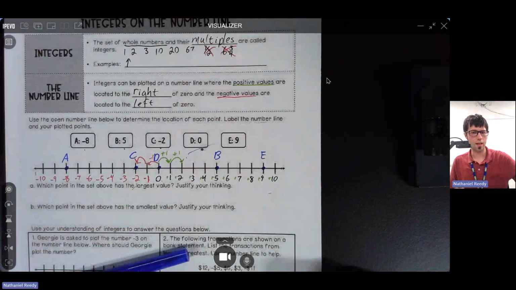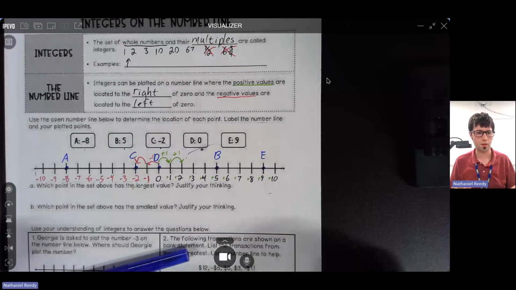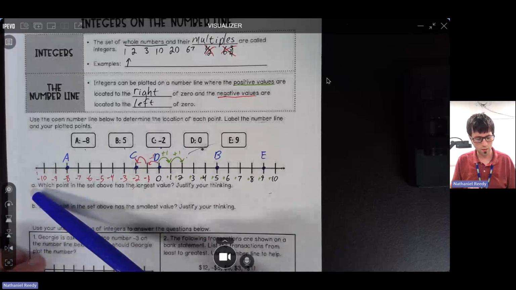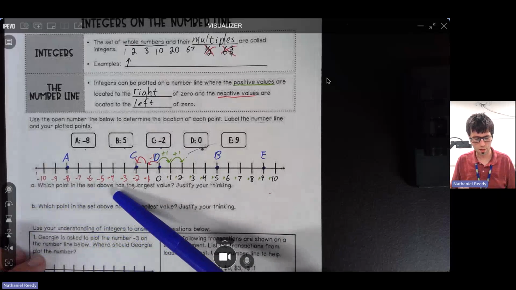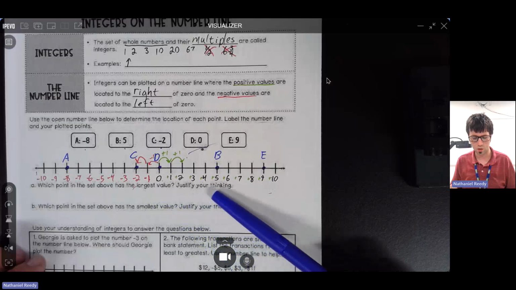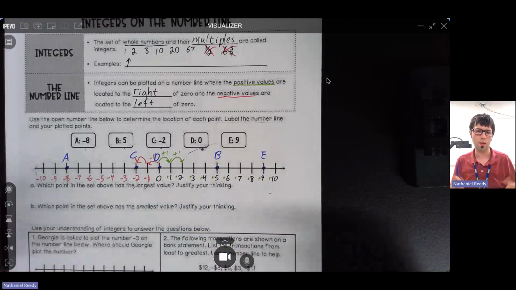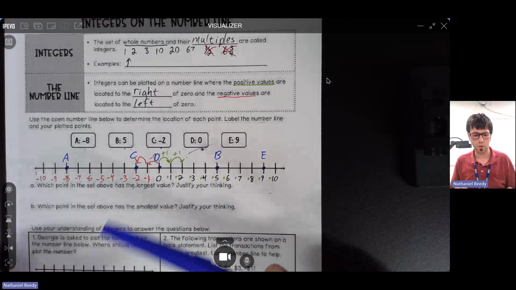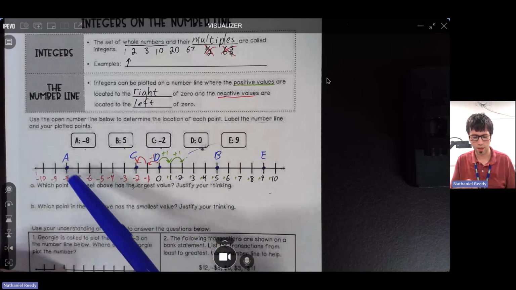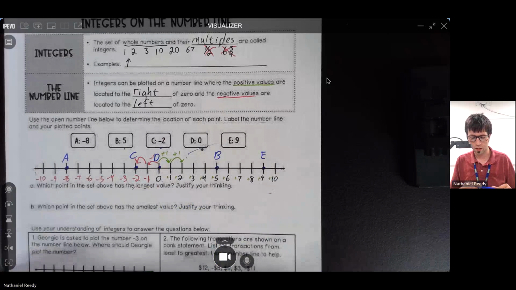All right. Let's look at the next 2 questions here. So A says, which point in the set above has the largest value? Justify your thinking. Okay, well, let's think about this. When it says which point, it's talking about the ones we labeled A, B, C, D, or E.